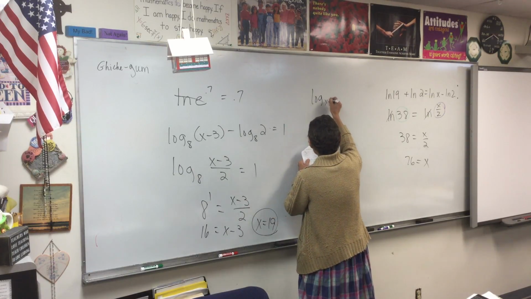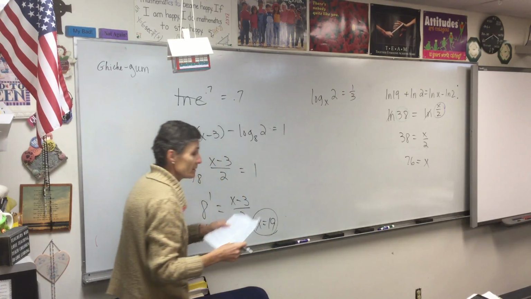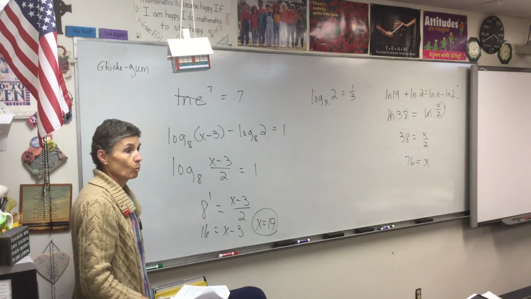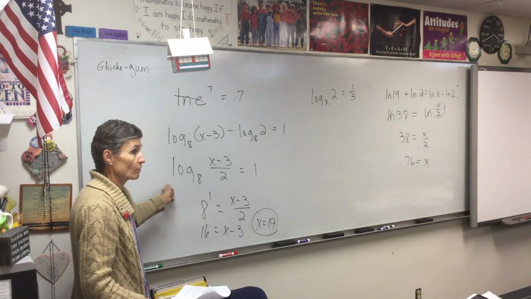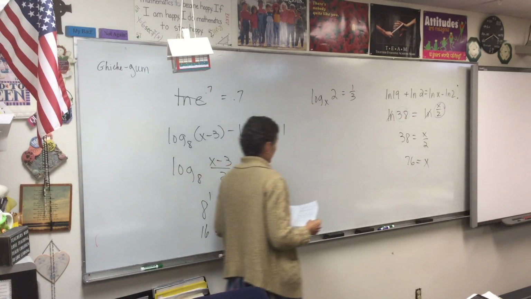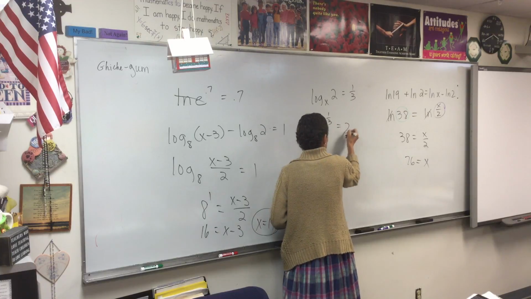All right, what about G? How many logarithms do you got? 1. Just like this. What do you do when you only have one logarithm? You rewrite it. What's it say? X to the 1/3 equals 2.